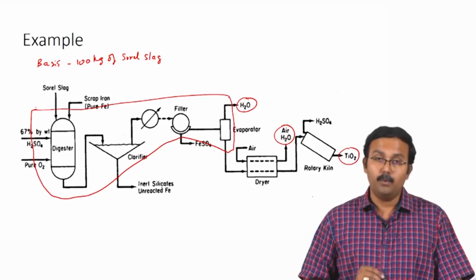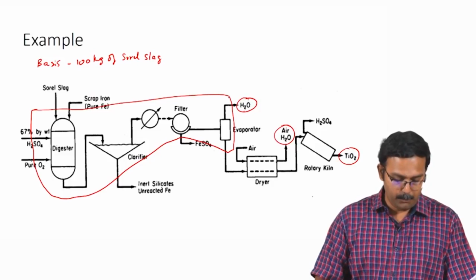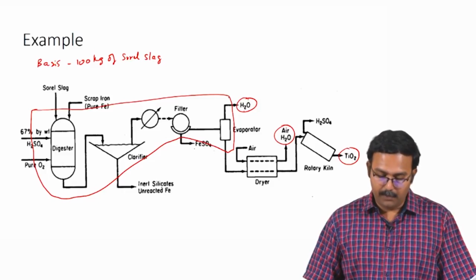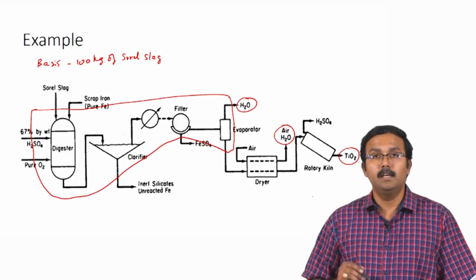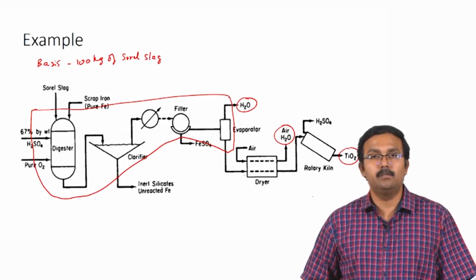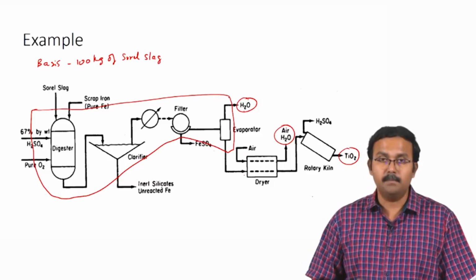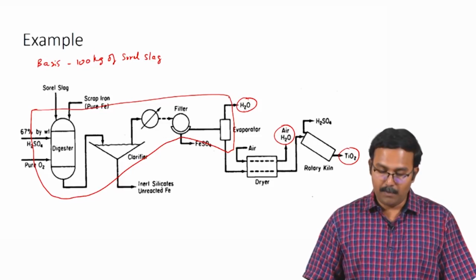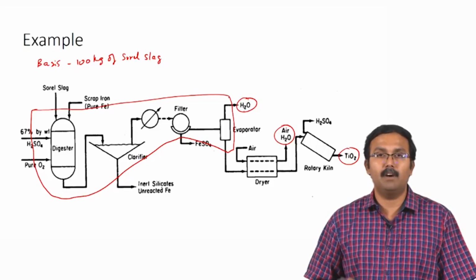So, when you do this, what happens is you have sorrel slag, scrap iron, H2SO4, and pure oxygen all being fed to the system, and you have FeSO4, inert silicates, unreacted iron and water leaving the system along with the slurry for TiOSO4. So, using this particular system, we can perform material balance calculations to get the information regarding this particular stream, which is water which is evaporated in the evaporator.